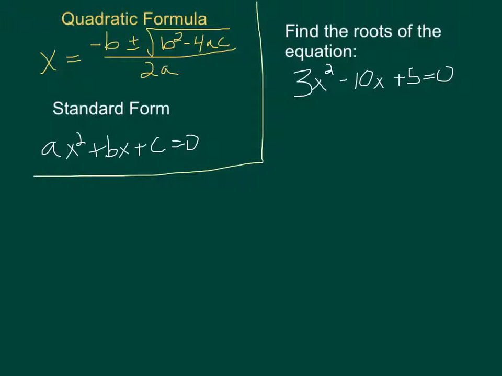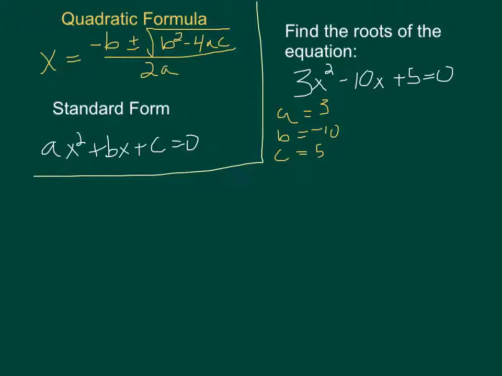Now, the question posed to us is to find the roots of the equation 3x squared minus 10x plus 5. When you start with the quadratic formula, it's a good idea to figure out what your a, your b, and your c are equal to begin with. So a, in front of the x squared, is 3, b in front of the x is negative 10, and c is going to be 5.